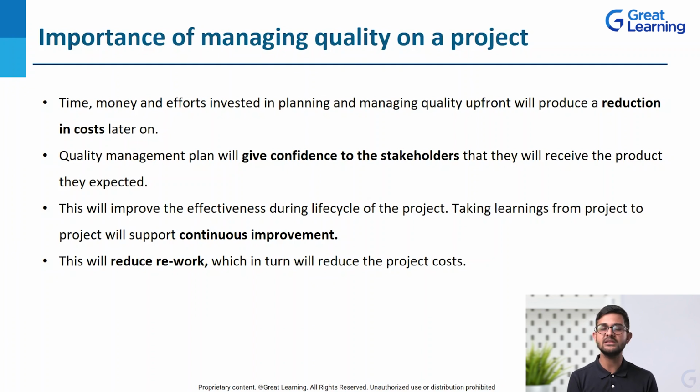So that is also one thing which can be assured if we have a proper quality management plan, because all those things will be documented, that these are our learnings from this particular project. Then we will try to improve those things, try to implement all those methods that we have discovered in the next project. So that will also make sure that the quality is going to be up to the mark in that particular direction. Then this will reduce rework, which in turn will reduce the project cost.